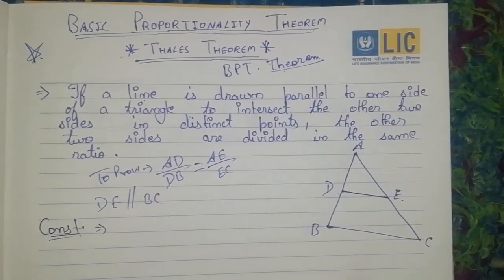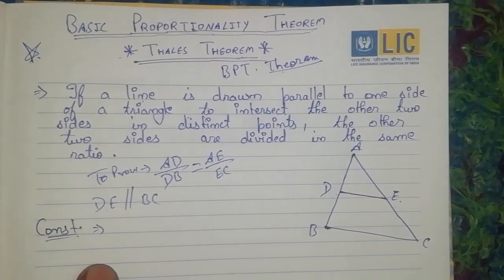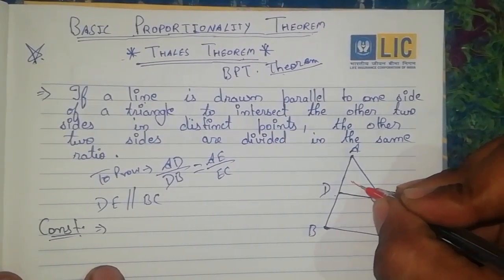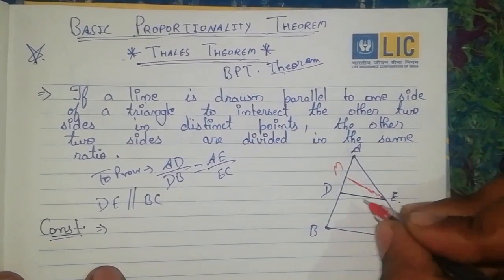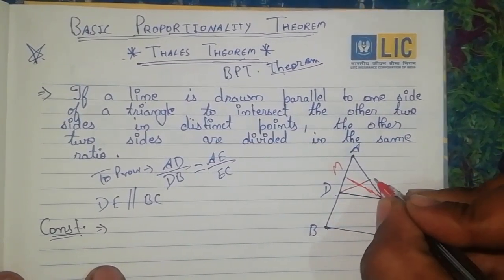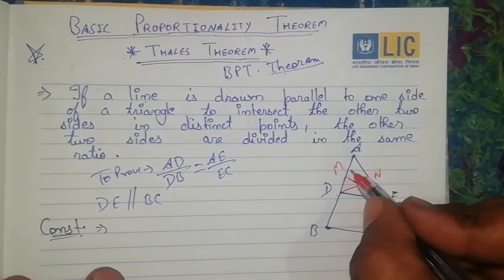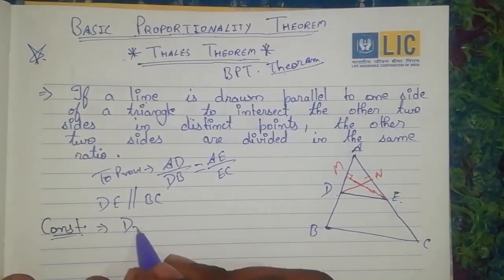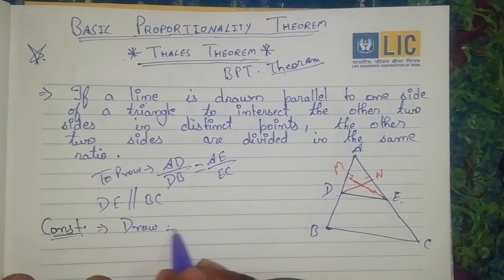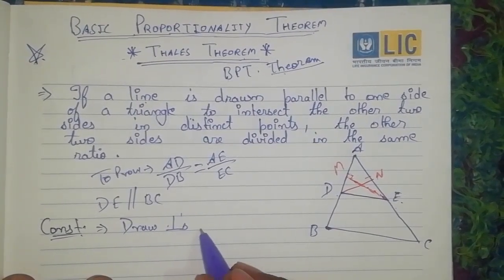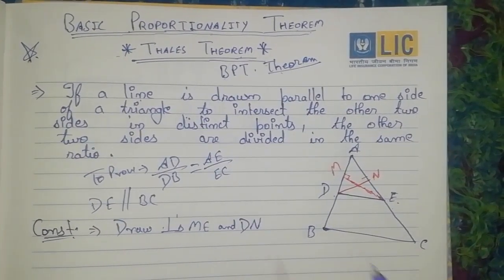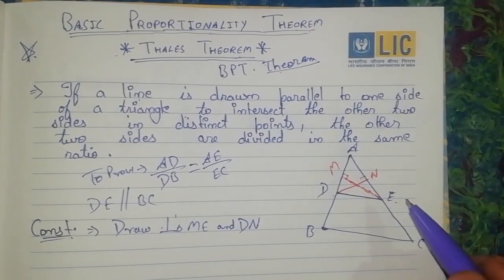So the construction will be, look, if we draw a perpendicular, name this as M, and a perpendicular here, it will be N. These are the perpendiculars. So what is the construction here? Draw perpendiculars ME and DN. So we have two perpendiculars here.